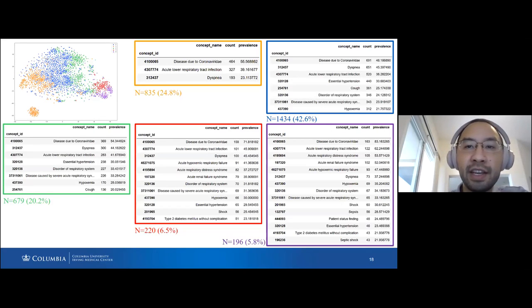Essentially, the subtypes that we find correspond with the severity of the disease. So we'll start from the left with the orange subtype. About 25% of patients fall into this subtype with relatively few symptoms. Maybe about 25% of them have dyspnea. The blue and the green subtypes are relatively similar to each other, so I'll describe them together. They have moderate symptoms and conditions, including higher rates of dyspnea, about 45%. They have essential hypertension, cough, disorder of respiratory system, and hypoxemia.